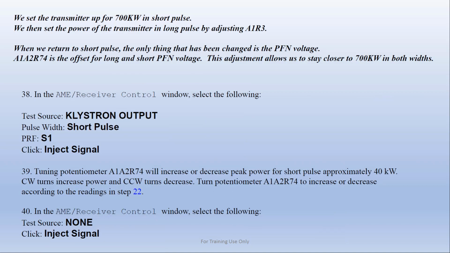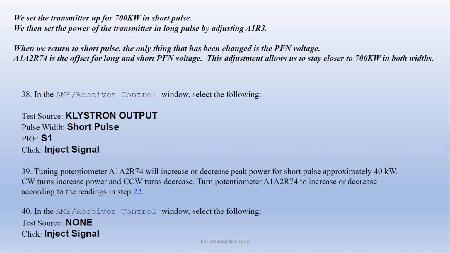At this point, go back to your AME receiver control window, go to Klystron output, select short pulse. You'll hear your PFN switch. Make sure your PRF is set to S1 and inject signal. When you do this, the transmitter will come up and start running.